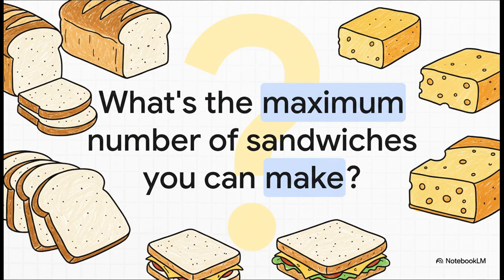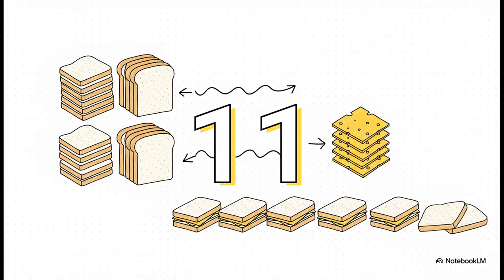So before I show you the answer, try to figure it out yourself. You have plenty of bread, but maybe not so much cheese. Which one of these ingredients is going to be the bottleneck? Which one is going to decide how many sandwiches you actually end up with? The answer is 11. That's it.